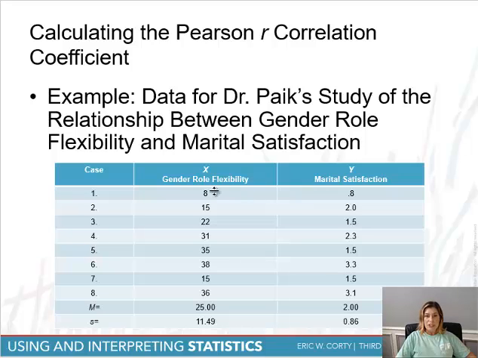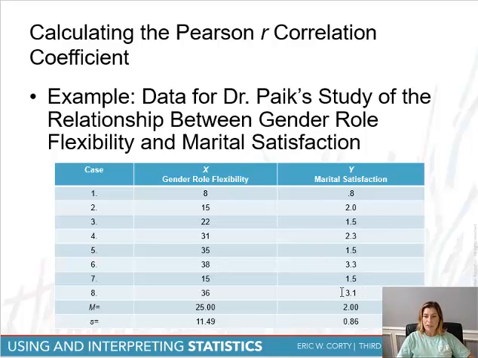So for each husband, the wife's marital satisfaction was calculated, and we have anywhere from a 0.8 all the way to a 3.3, okay? And if you look at the data, it just so happens that the lowest score also correlates to the lowest gender role flexibility. The highest score in satisfaction correlates to the highest score in flexibility. Doesn't necessarily mean anything right now.